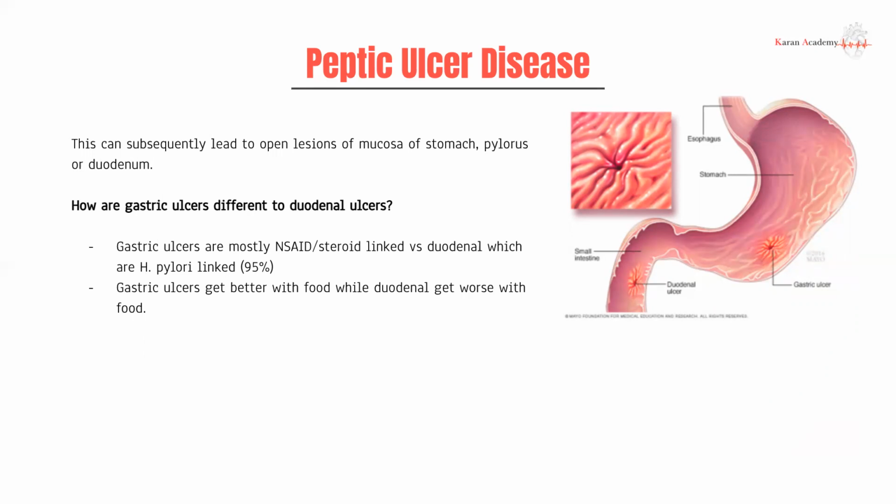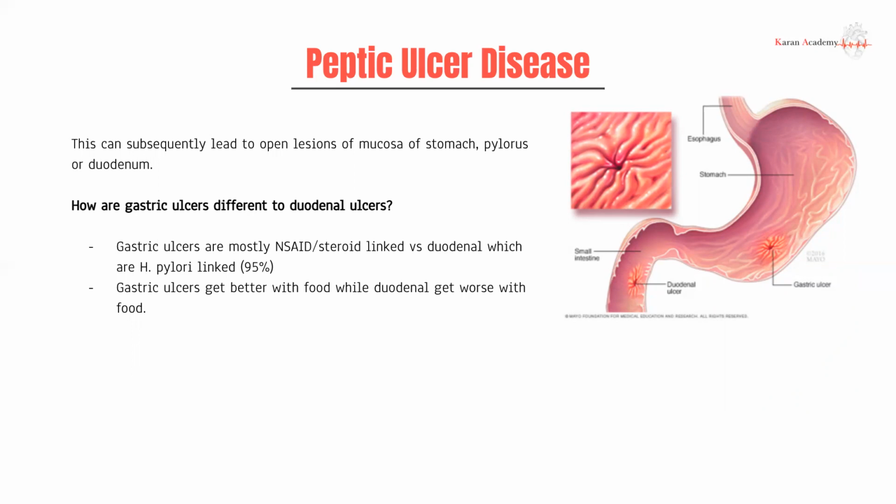And 95% of duodenal ulcers are linked to H. pylori infections. Next, we have the association with food. And this is a good one to know because it does come up on exams sometimes. Gastric ulcers typically get better with food. The reason for that being when you eat food, it kind of prevents more action of acid on the ulcer itself, and you get a bit of symptomatic relief with the epigastric pain.